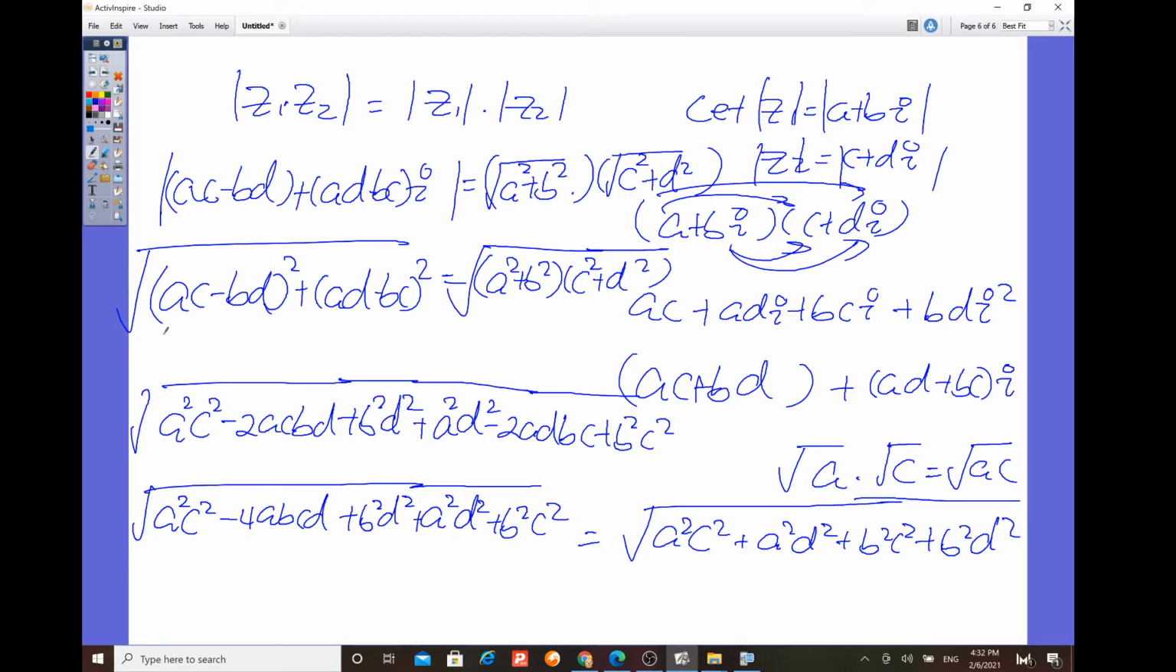Okay, hang on a second. Oh, because of that i squared. Okay, so check that FOIL once again. AC plus ADI plus BCI. Okay, that's what we found. And then minus BD. Okay, this one's supposed to be minus BD. That's right.